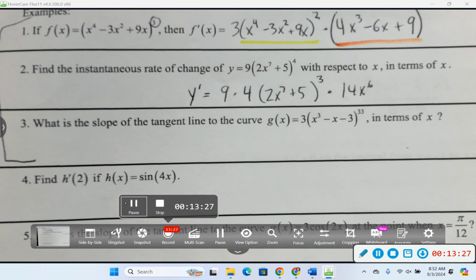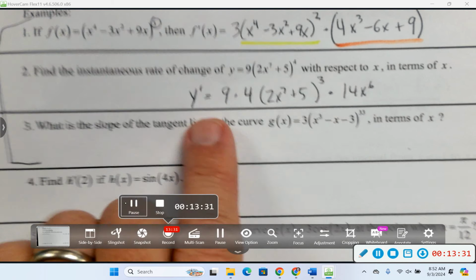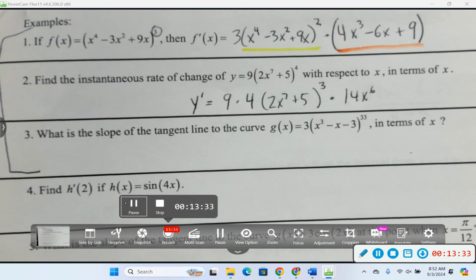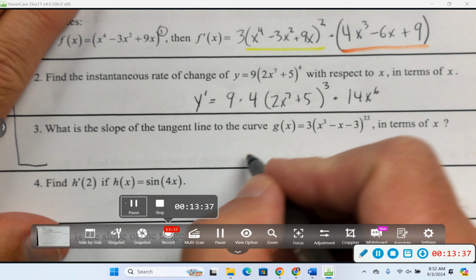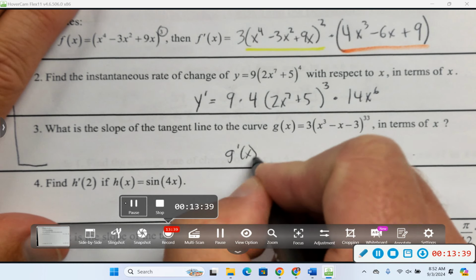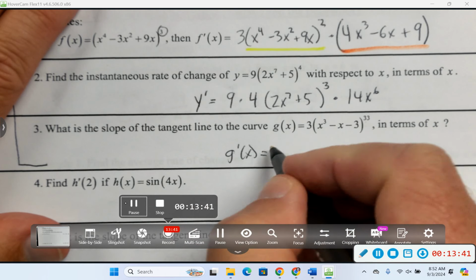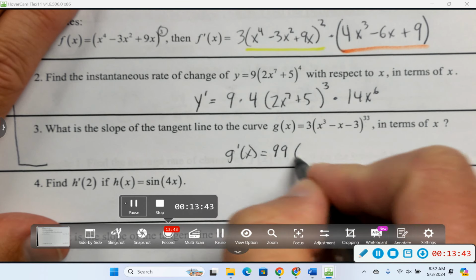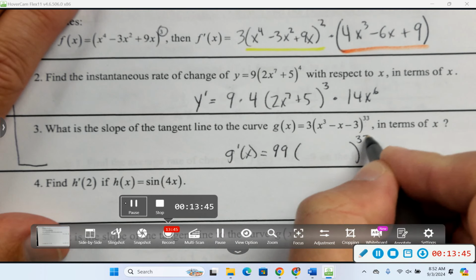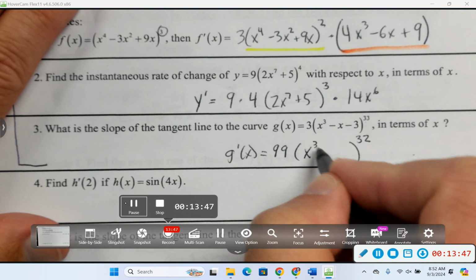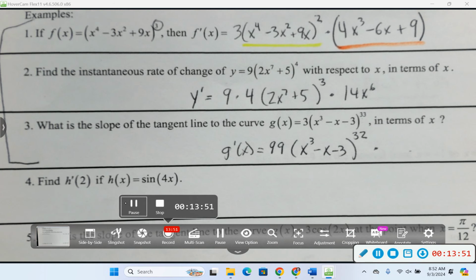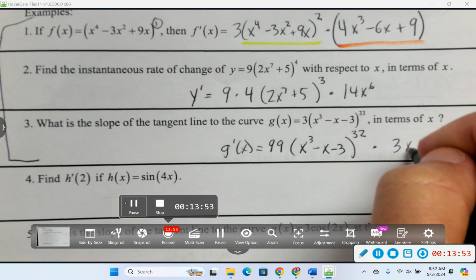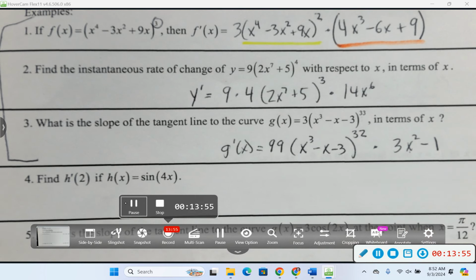Again, multiple choice is going to clean this stuff up, but for now I like leaving it written out because you can see the chains pieced together. Slope of the tangent line, again another word for derivative. 33 times 3 is 99. All of that to the 32nd. And then the derivative of the inside stuff would be 3x squared minus 1.